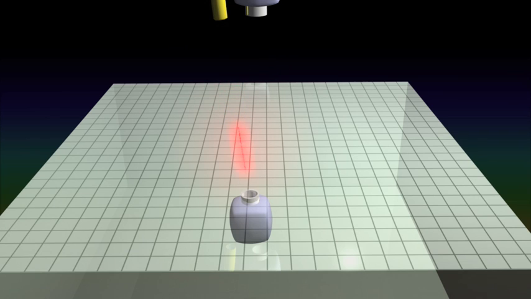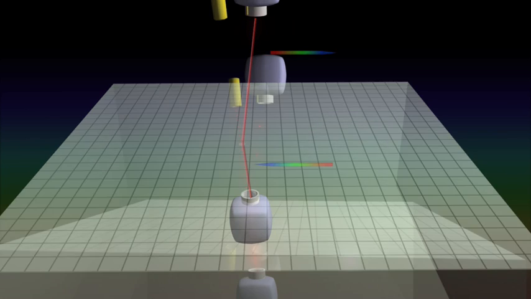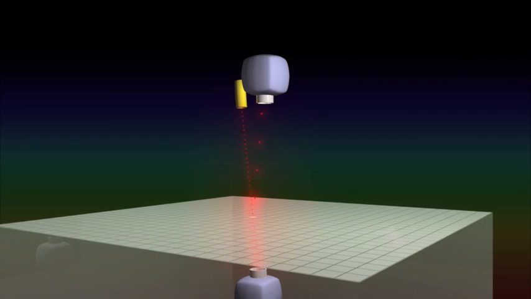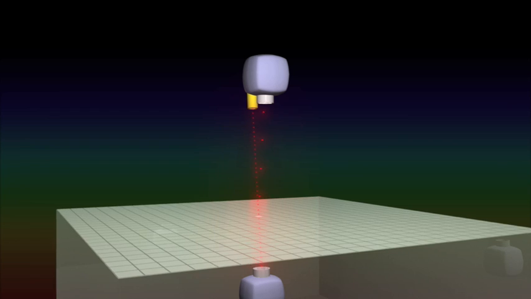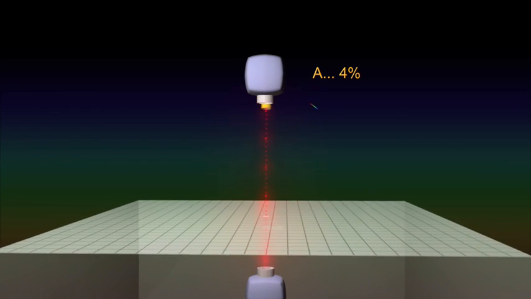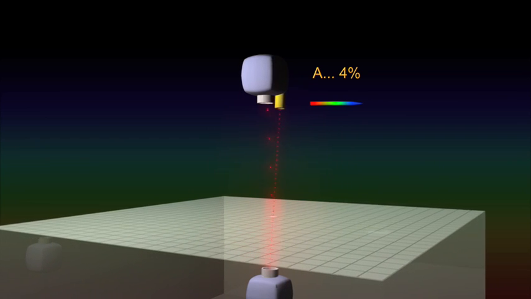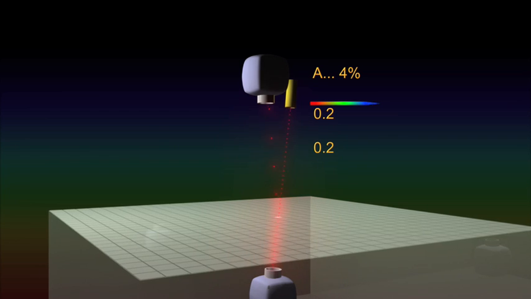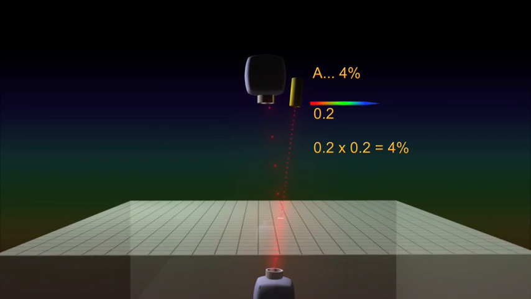The answer is that each photon travels every possible path simultaneously. There's no decision-making at all. And the probability of each final outcome is determined by adding the probability from each possible path. And each individual path probability can be represented by a little arrow, such that the actual probability is the square of the length of the arrow. For example, in the first experiment, we found that the probability that the photon would arrive at photomultiplier A was 4%. That corresponds to an arrow whose length is 0.2, because 0.2 squared is 0.04.